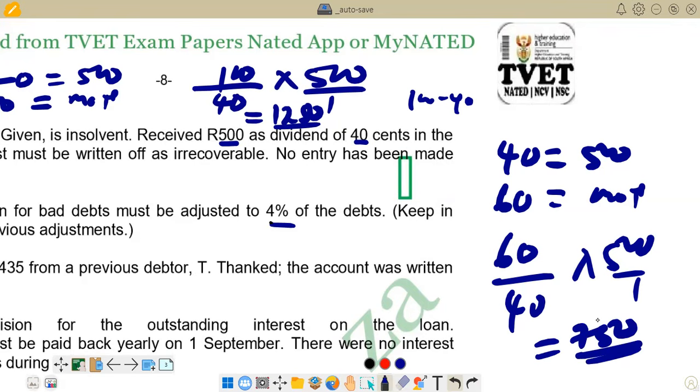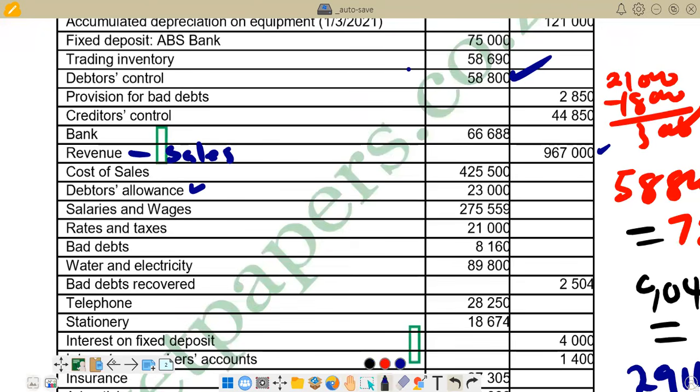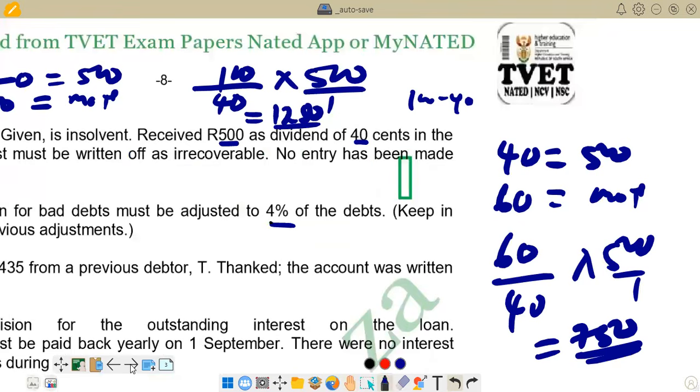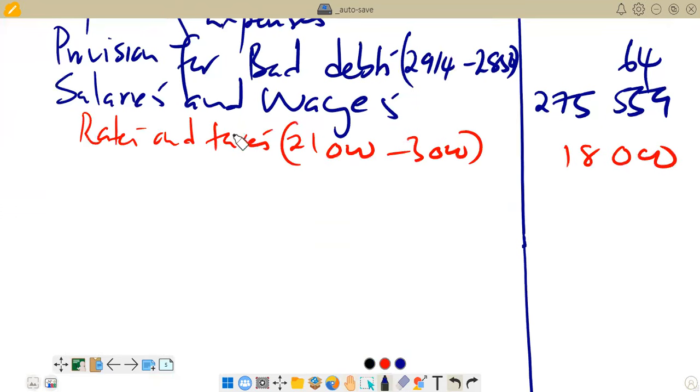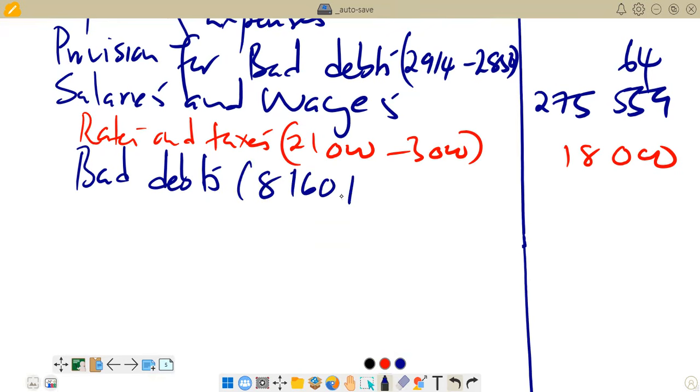So this is the figure that is going to increase the bad debt figure that we are given in the list of balances. We have 8,160, then we are supposed to add 750. So if you come here, you're going to say bad debts. We have bad debts, and we say 8,160. Then we add our 750. And then the amount that you are supposed to get is 8,910. So that's what we have in terms of bad debts.